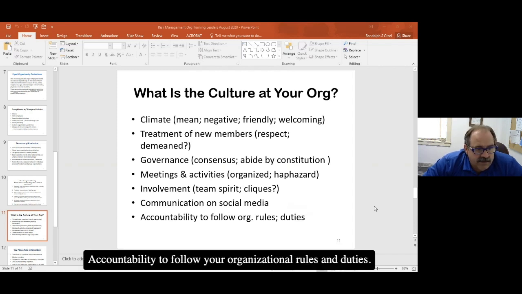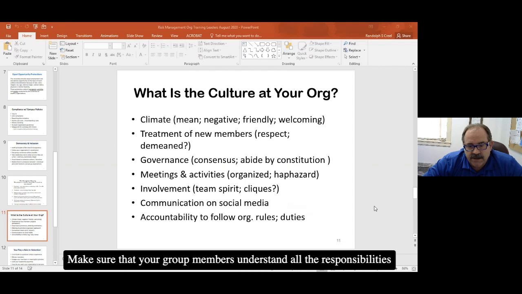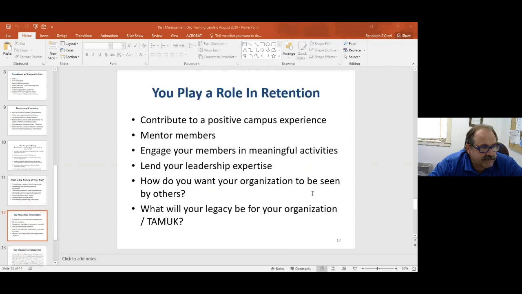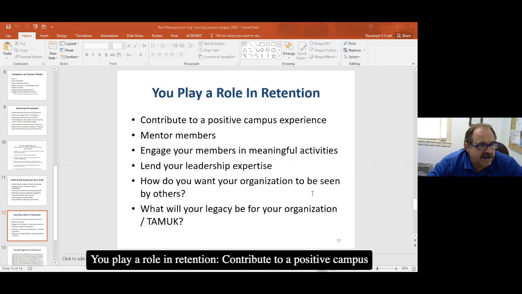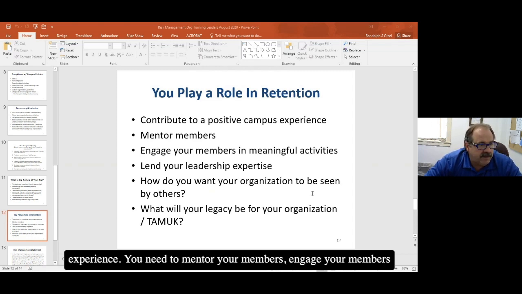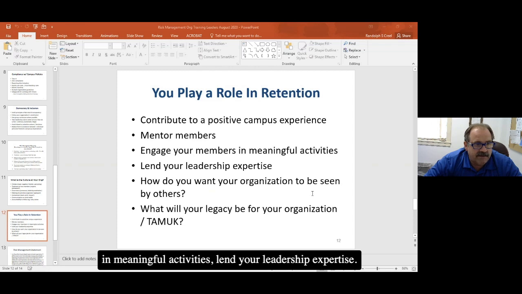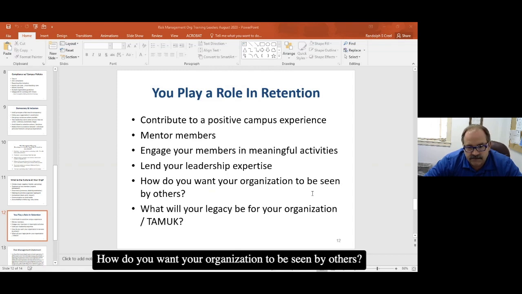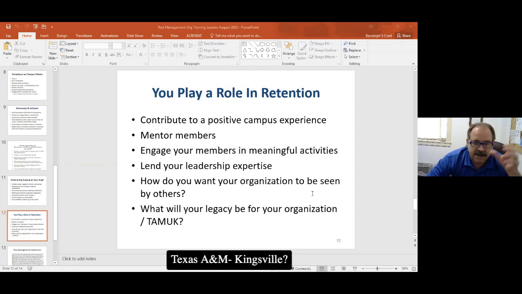Accountability to follow your organizational rules and duties. Make sure that your group members understand all the responsibilities that are required to be in the organization. You play a role in retention, contribute to a positive campus experience. You need to mentor your members, engage your members in meaningful activities, lend your leadership expertise. How do you want your organization to be seen by others? Hopefully in a positive light. What will your legacy be for your organization and for Texas A&M Kingsville?